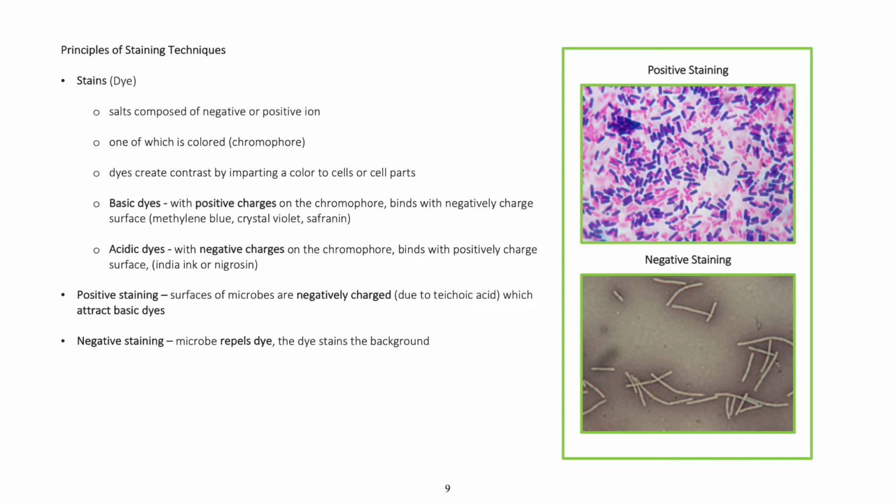Positive staining: surfaces of microbes are negatively charged due to teichoic acid, which attracts basic dyes. Negative staining: the microbe repels the dye, and the dye stains the background.